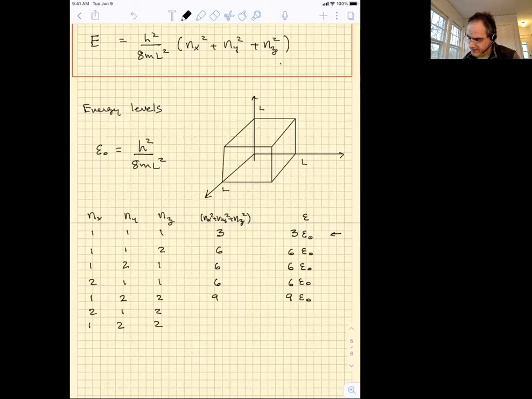Here's another state, 3, 1, 1. What's the energy of that? Okay, I'm sure you figured out it's 11 E0. The 3, 1, 1 state is also degenerate.